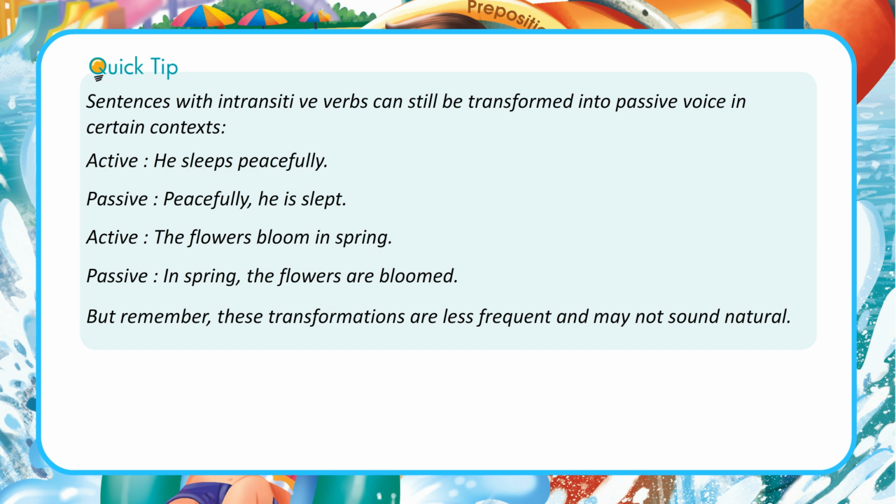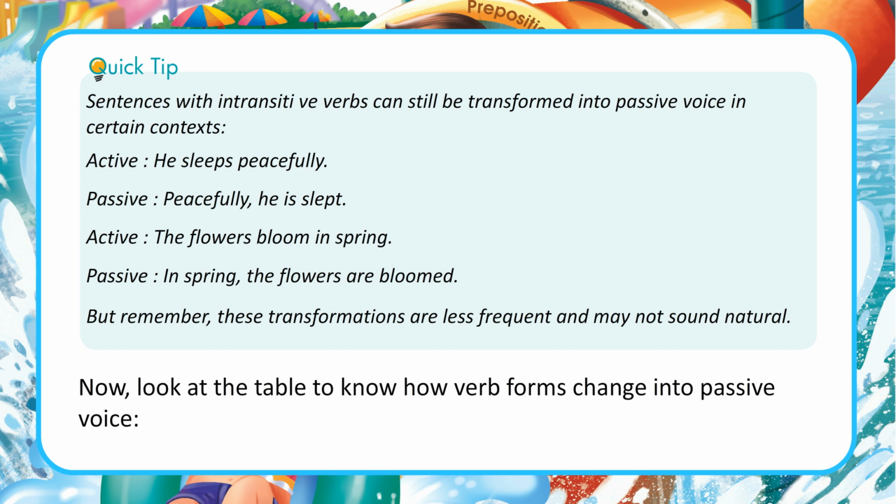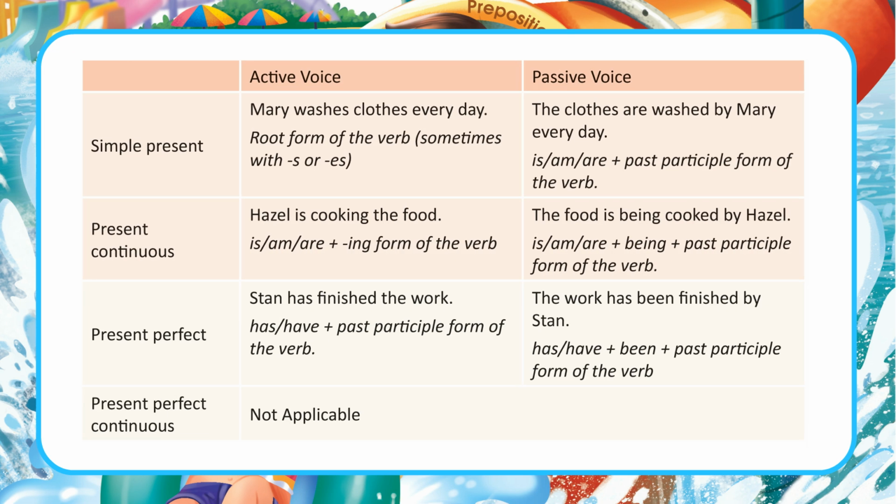Active: He sleeps peacefully. Passive: Peacefully, he is slept. Active: The flowers bloom in spring. Passive: In spring, the flowers are bloomed. But remember, these transformations are less frequent and may not sound natural. Now, look at the table to know how verb forms change into passive voice.